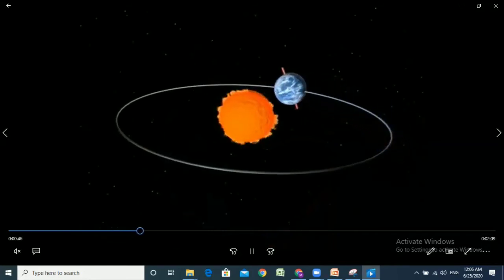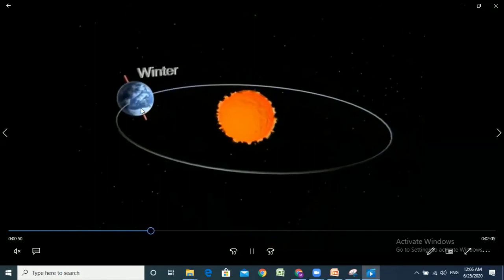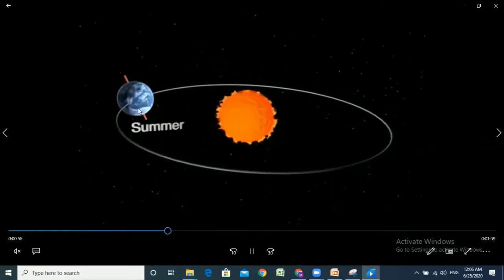Yes, so it's moving now. Now see what happens because of the tilt. Northern hemisphere gets indirect sunlight, so winter, and southern hemisphere gets direct sunlight, and that is why summer. So now I want all of you to take out your notebooks and pencil or a pen and write this down.